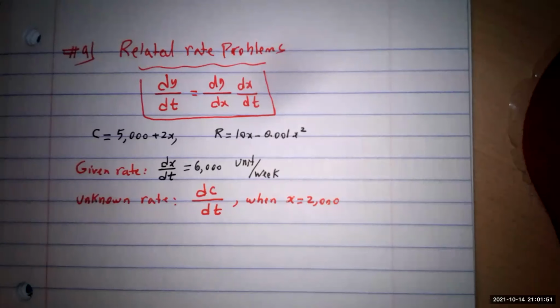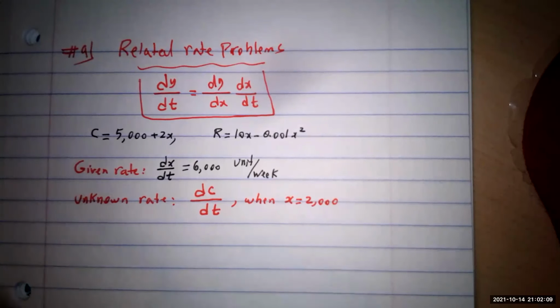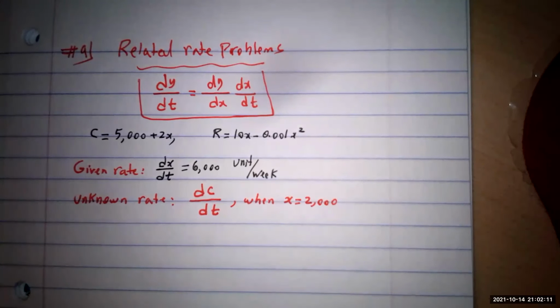Okay, so this is the information that we have. The rate of production is 6,000 units per week. For example, in this case, you want to find the rate of the cost when x is equal to 2000. That's step one. So you have to relate them together to be able to differentiate.